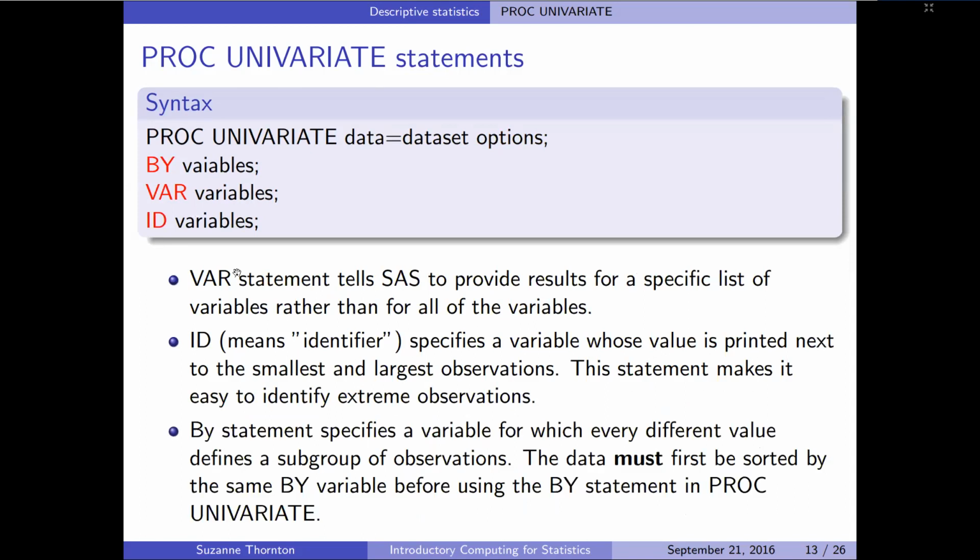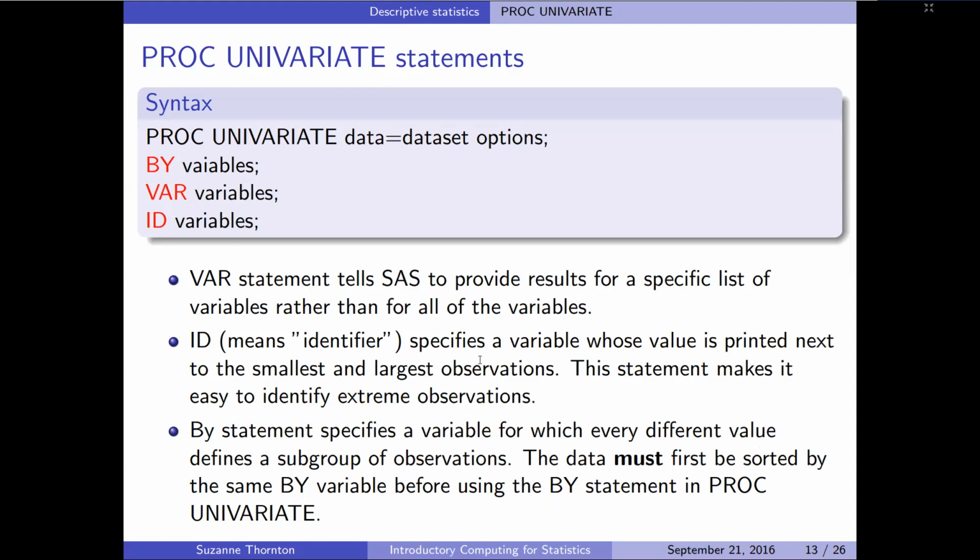Here are the 3 important statements that are used in the univariate procedure step. The VAR statement tells SAS to provide results for a specific list of variables rather than for all of the variables. The ID statement, or the identifier, specifies a variable whose value is printed next to the smallest and the largest observations. This statement makes it easy to identify extreme observations for certain variables.